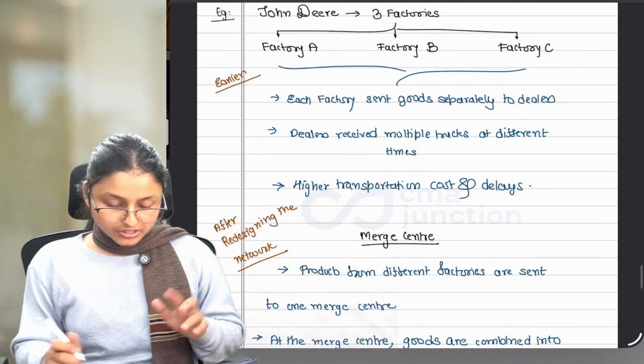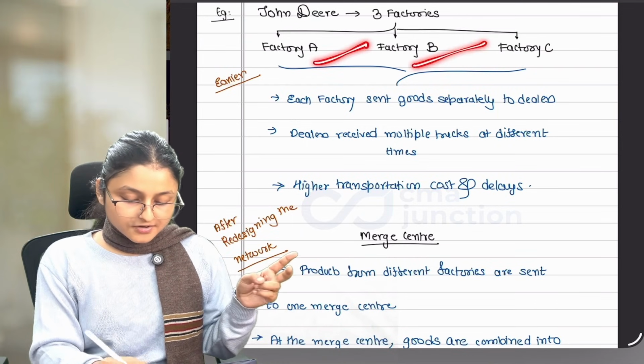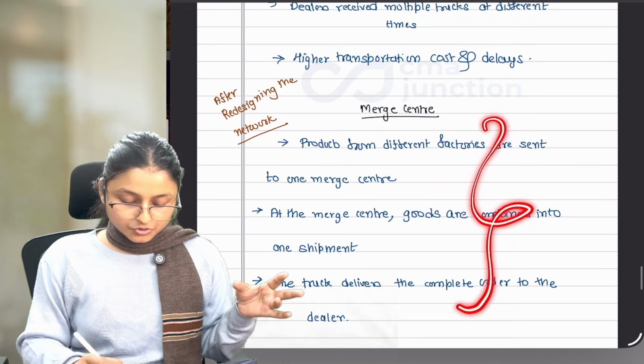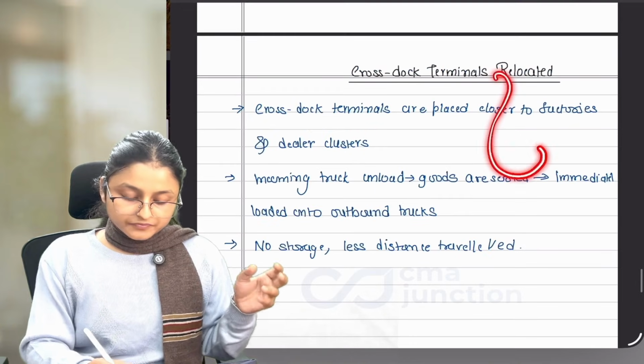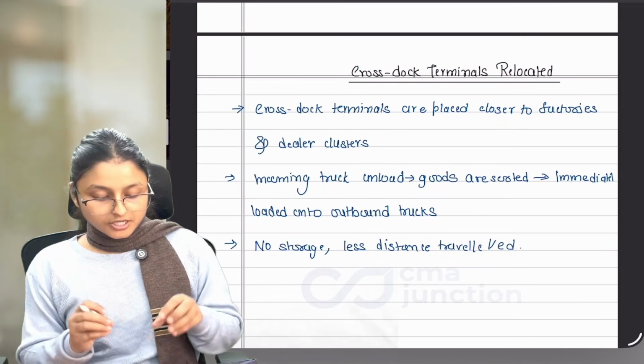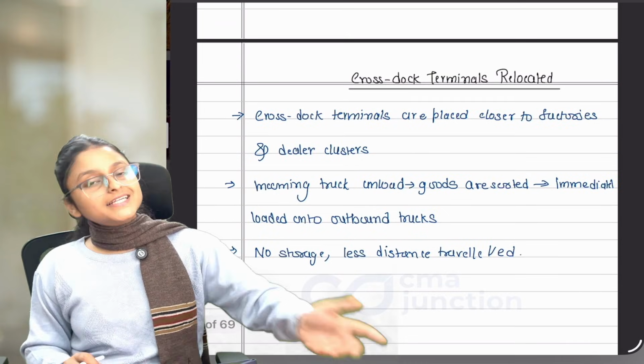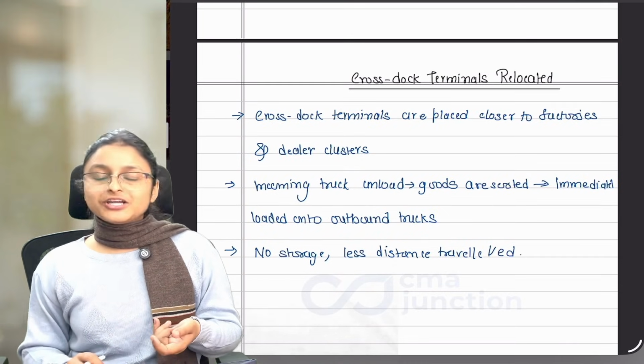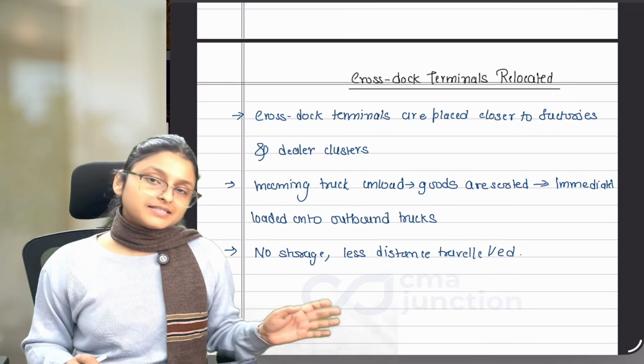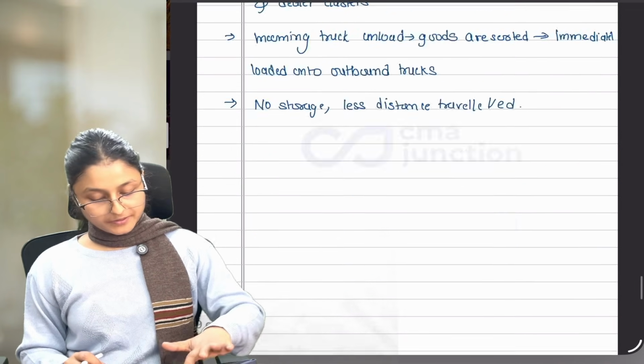So this is all about the information which we have studied, that factory A, B, C is there, will use merge centers, we will use cross-bulk terminals. If you want, you can read it from here, or else I have already explained all of this to you. So no need of reading again. We'll write it in summary book where you can revise all of them.